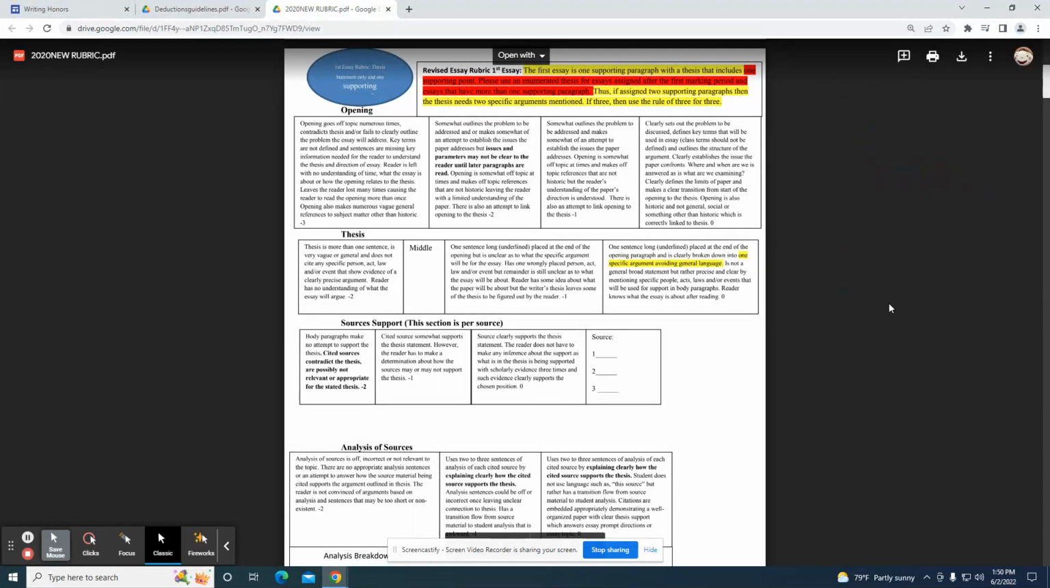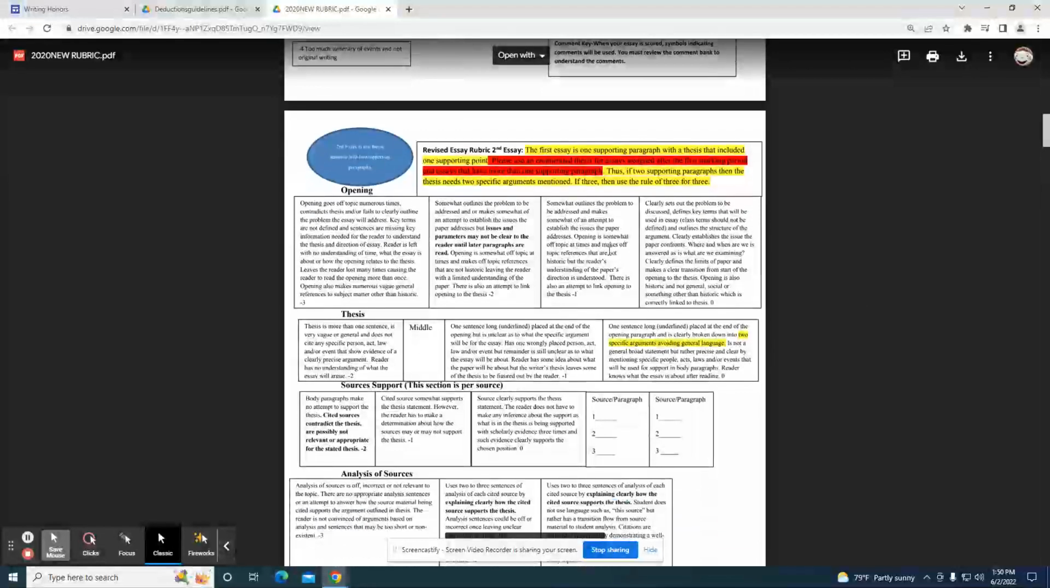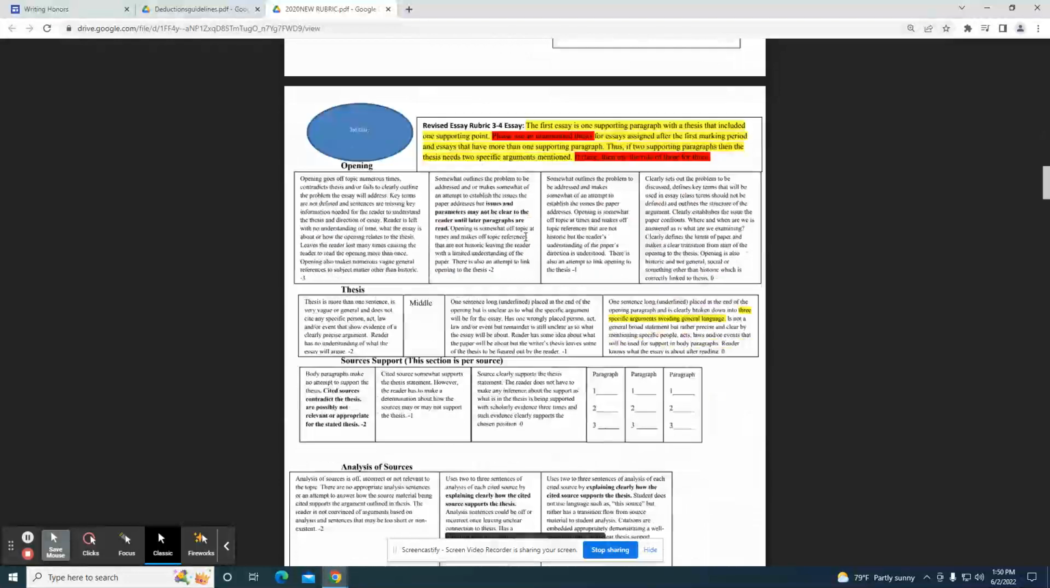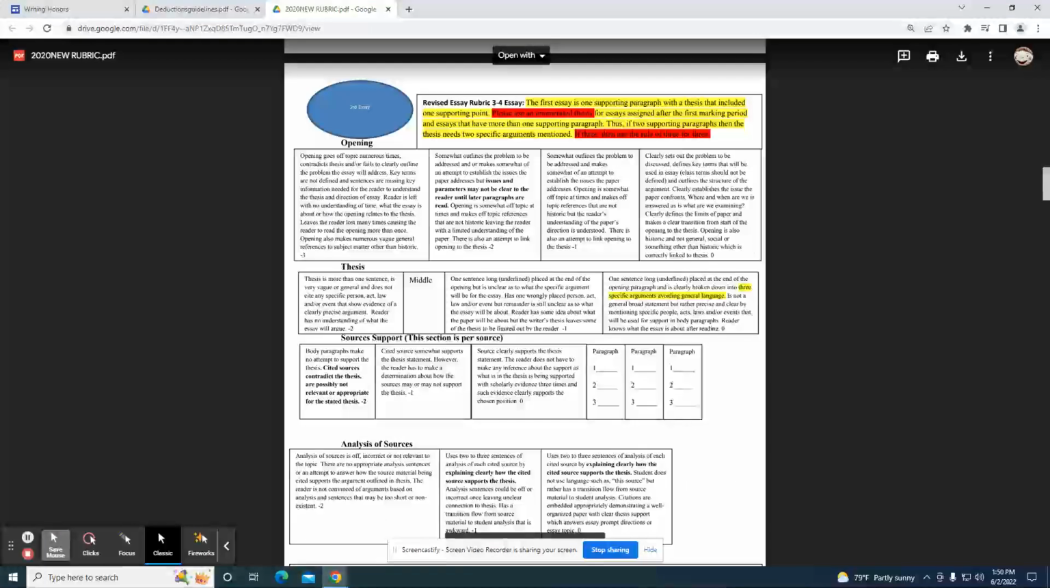You'll notice in the heading that this section says essay rubric second essay, and the next essay here is a 3 to 4 paragraph essay. This is where your standard essay comes in. The goal is that the first marking period you're going to write 1 paragraph, second marking period 2, and hopefully by the fourth marking period we could have a straight-out 4-paragraph essay, but that will depend on how well students are performing in this category throughout the year.